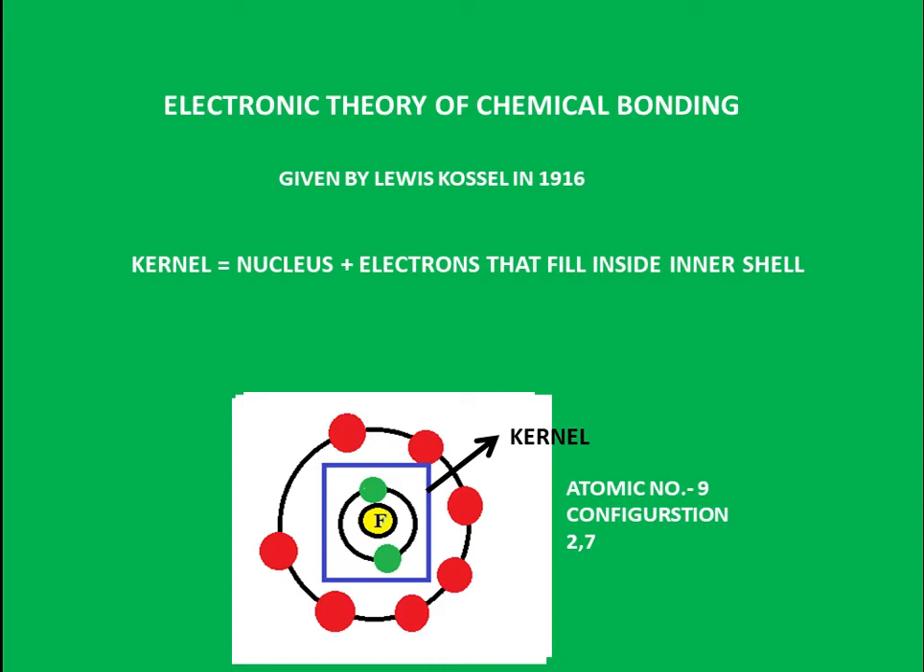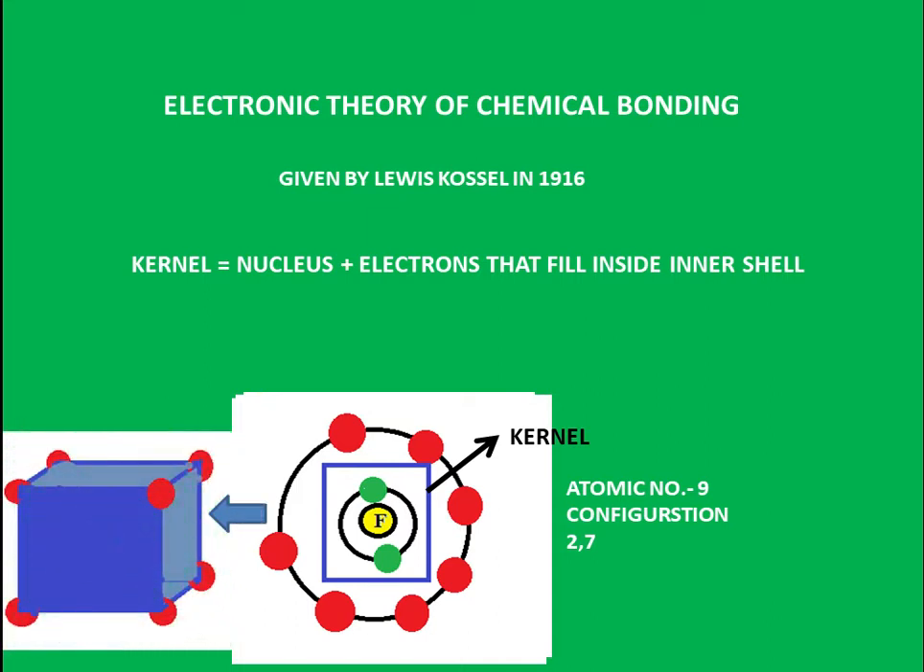These electrons are represented as spheres attached to the corners of a cube. As we know, there are 8 corners in a cube. So, according to Lewis and Kossel, the kernel is represented by the cube, and the red valence electrons are put on the corners of this cube. Since fluorine has only 7 electrons, one corner is unoccupied.